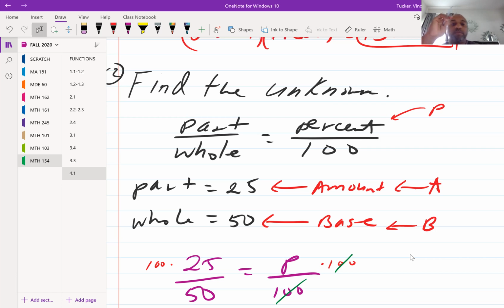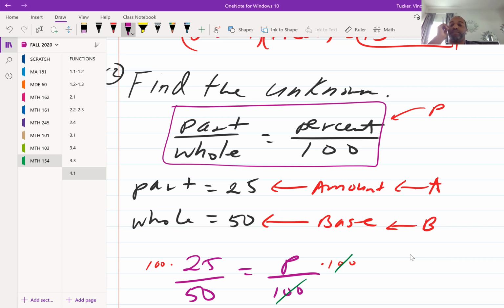Number 2 kind of sets you up and gives you the actual process. It says you're going to set it up as part over whole equal to percent over 100. And they tell you what the part is. Part is 25. Your whole is 50. So what I was telling the class last class is that part is sometimes referred to as amount, and your whole is sometimes referred to as base, allowing your P to be percent. So if you remember that terminology and you remember solving these using P, A, and B, you can go ahead and lean on that terminology. It's the same thing, the same setup. Calling it amount over base versus part over whole is the same thing.